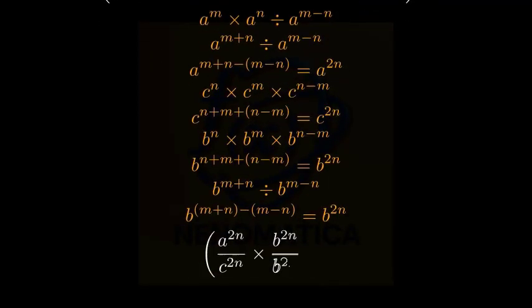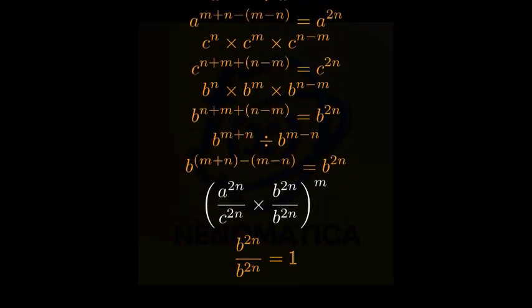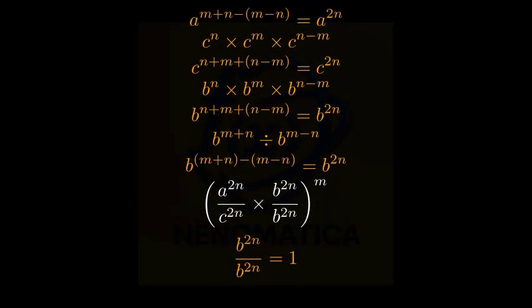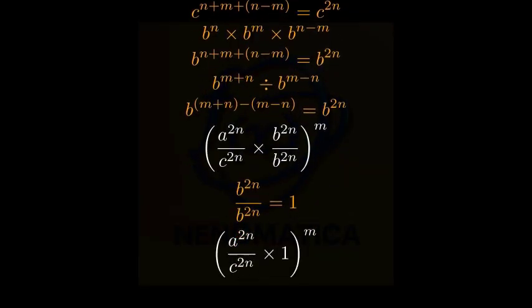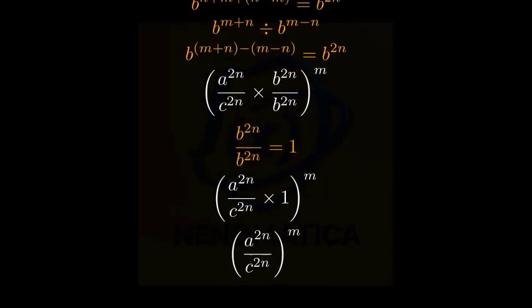Now, let's substitute all our simplified expressions back into the original equation. We get the quantity a to the 2n over c to the 2n times b to the 2n over b to the 2n, all raised to the power of m. Let's simplify further. In the second fraction, we have b to the 2n divided by b to the 2n. Since these are the same, this fraction equals 1. So our expression becomes the quantity a to the 2n over c to the 2n times 1, all raised to the power of m, which is simply the quantity a to the 2n over c to the 2n raised to the power of m.